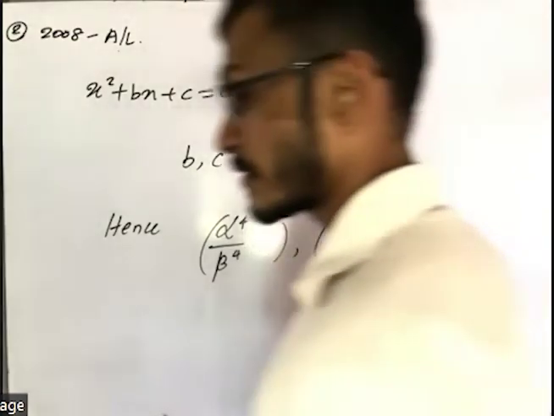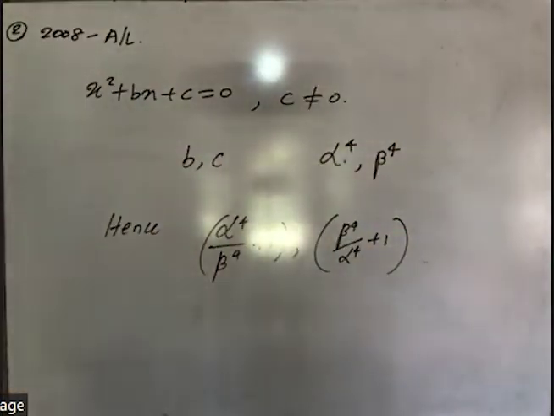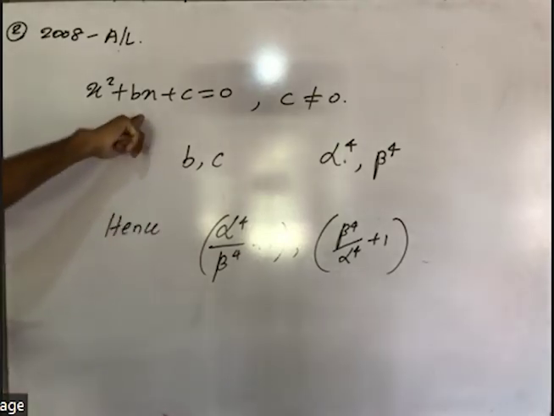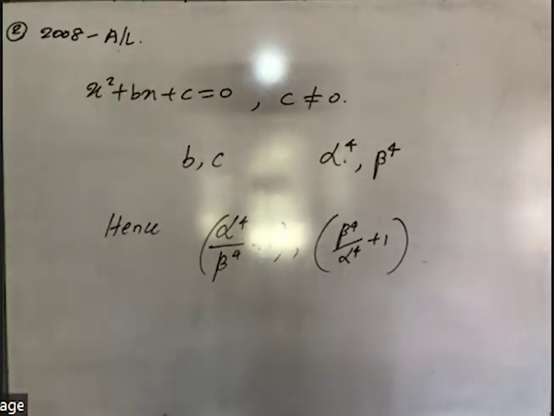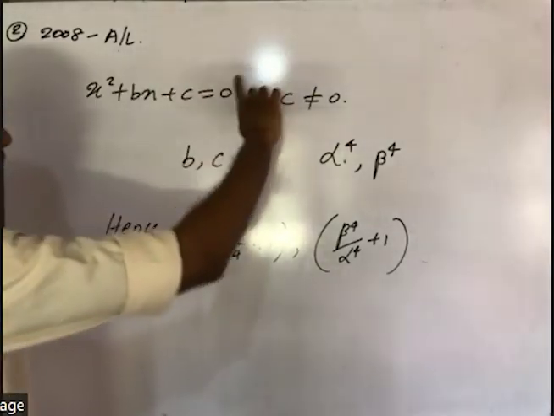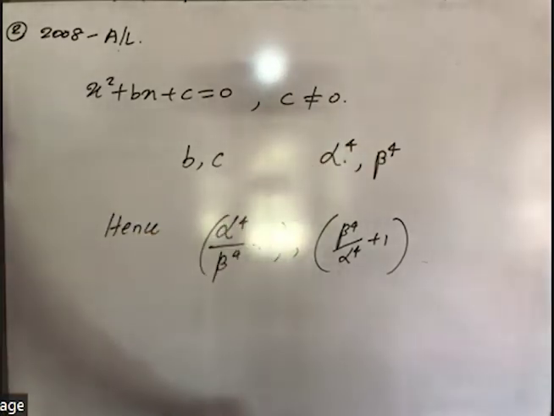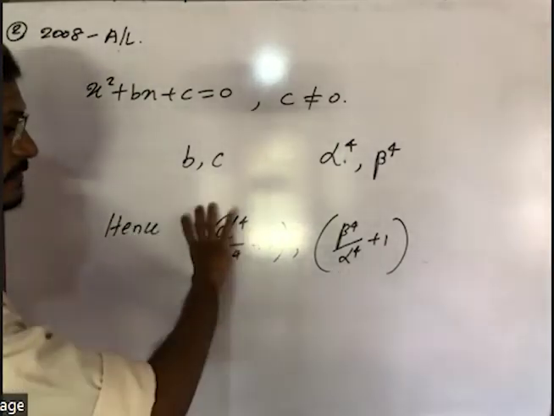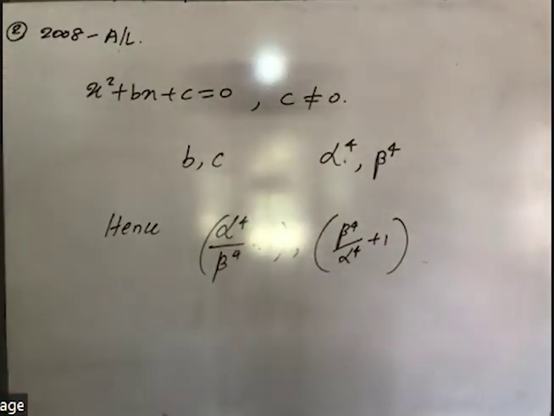Right. So here also we have two parts. First, they have given a quadratic equation and the roots are alpha and beta. Right. So using this quadratic equation, you have to find the quadratic equation with these two roots. Then the second part, you have to derive. Hence means derive. You have to derive the quadratic equation with these two roots. Right. Let's see how to do that.